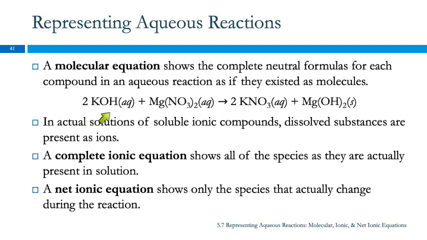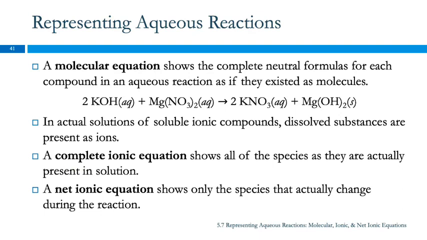So potassium hydroxide is written together. That's the formula for the compound that was dissolved in the water. And magnesium nitrate is written together, even though this is aqueous. In actual solutions, those ions are separated.